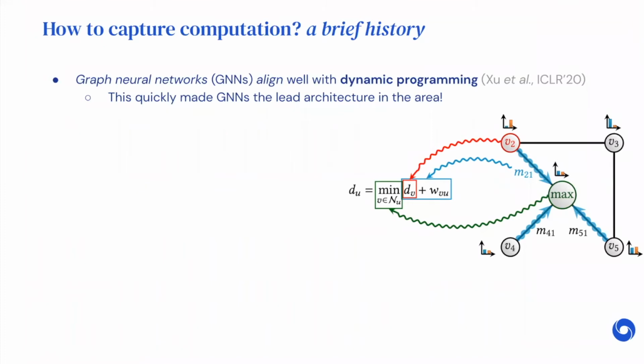And in particular, if you want to learn dynamic programming algorithms, which is a very expressive language with which you can talk about basically all polynomial time heuristics that you care about, then you should use a graph neural network. That seems to align really well with dynamic programming. And this insight quickly made graph neural networks the main approach in this area. And here you see one pictorial illustration of how the computations of a graph neural network in latent space might align with the computations of a standard pathfinding algorithm, which is Bellman-Ford.